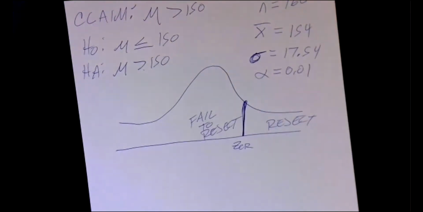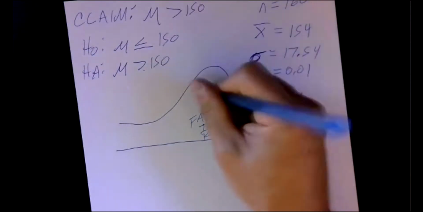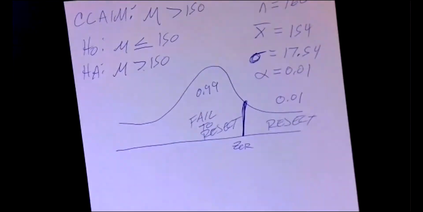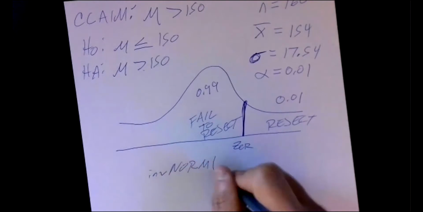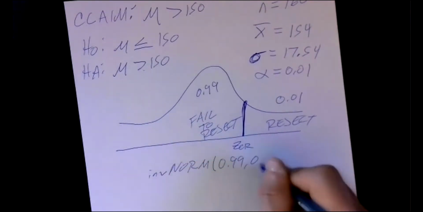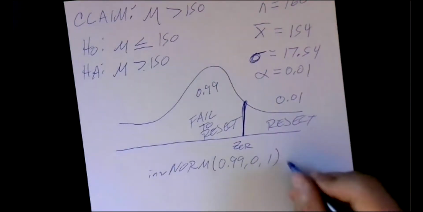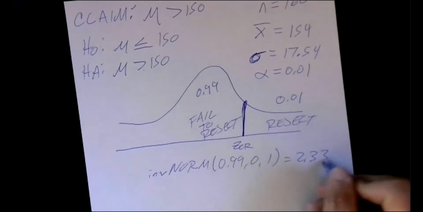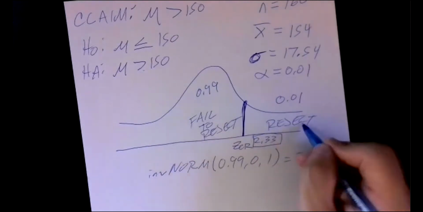Okay. The alpha value is 0.01, which means the area to the left is 0.99. If we use invNorm for 0.99, 0, 1, we get 2.33. So that's the cutoff for reject or fail to reject.